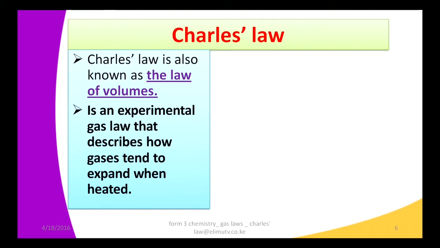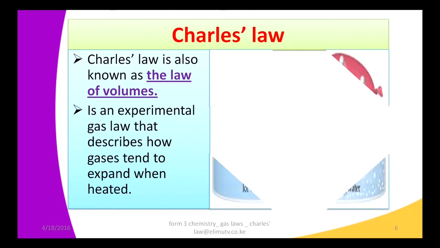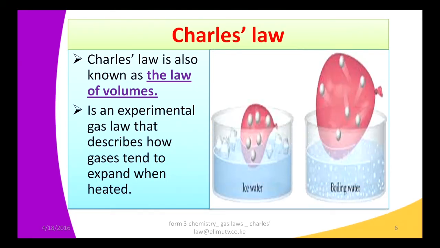Now, a demonstration to show this, we have a setup here. And in this setup, we have a balloon that is immersed in ice water. The other one is immersed in boiling water. In the first balloon, the balloon is small in size, showing that the volume or the particles of gases there have not spread out.